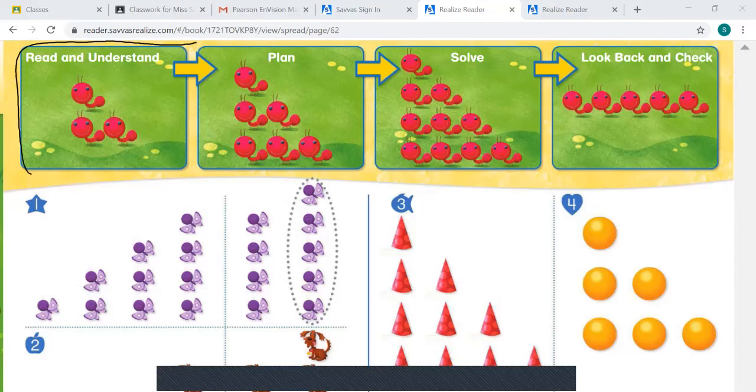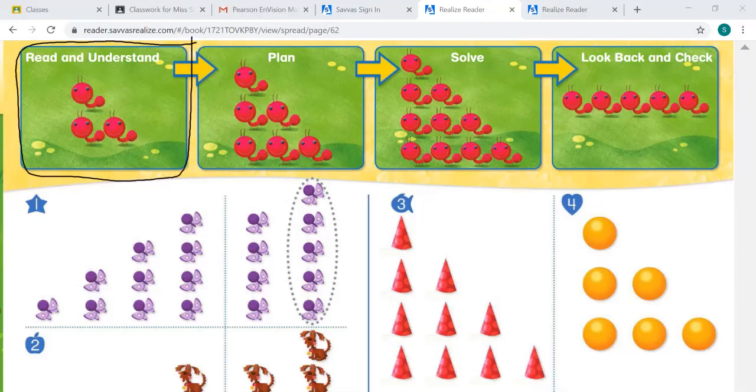Okay, let's look at our first box here. All right, what does this picture show? We have 2 rows of ants. Here's our first row. Here's our second row. How many ants are in the first row? This is our first row. How many ants are there? 1 ant. That is correct. How many ants are in this second row? 2 ants. So to get from 1 ant to 2 ants, how many ants was added?